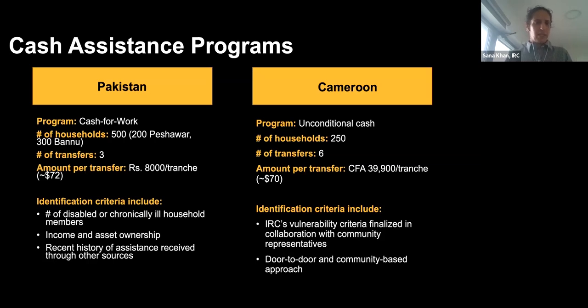The selection criteria was slightly different. The transfer amount was based on minimum expenditure baskets, and the targeting was done through community consultation. So those details look different, but in terms of objectives, it was the same. Next slide, please.